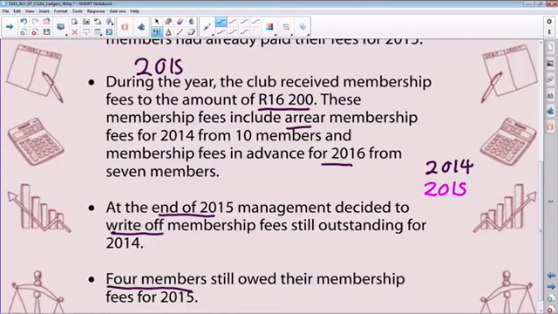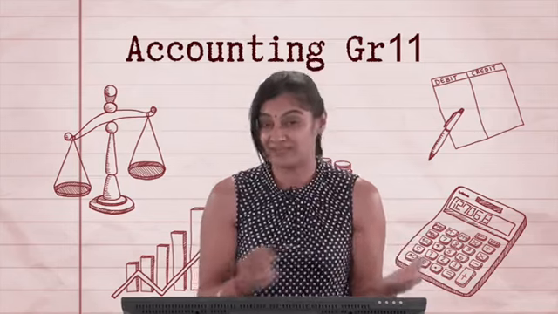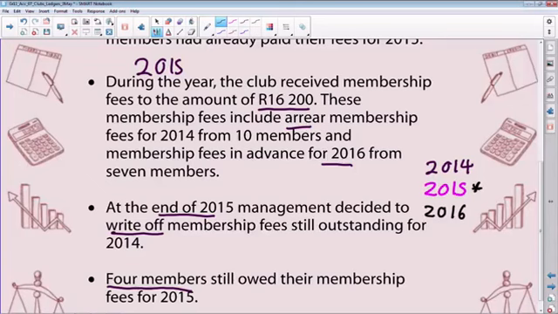Okay, let's go back to the black. And 2016 is the following year. Now, in accounting, whenever we're drawing up ledger accounts, and if they ask us to complete an account for an entire financial year, please remember that you are taking into account GAAP, your matching principle. Okay, everything relating to a specific time period needs to be shown in that account.